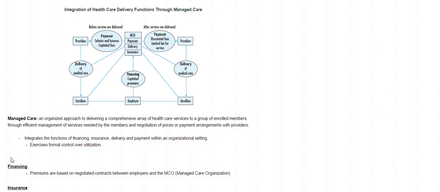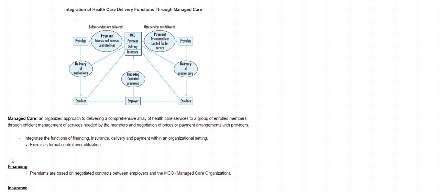Now, MCOs eliminate insurance and payer intermediaries and realize some savings. Risk sharing promotes delivery of healthcare that is economically prudent. So with risk sharing, it's an indirect method of utilization control. Cost savings are achieved by coordinating a broad range of patient services and by monitoring care to determine whether it's appropriate and delivered in the most cost-effective setting.